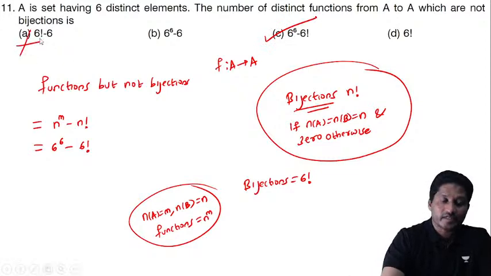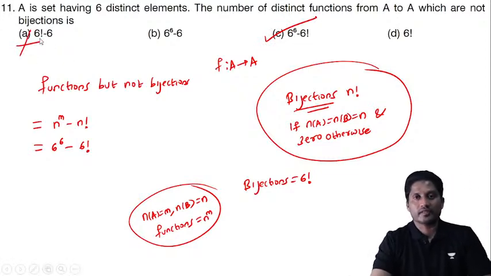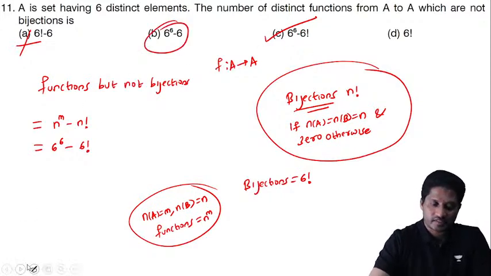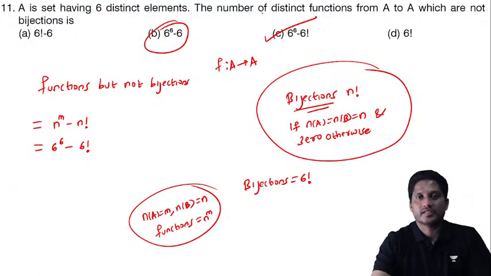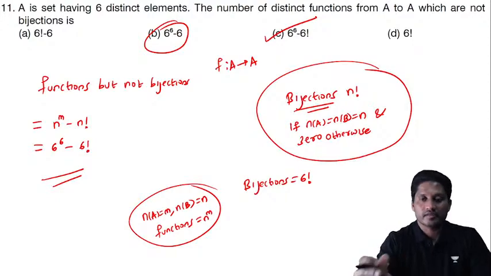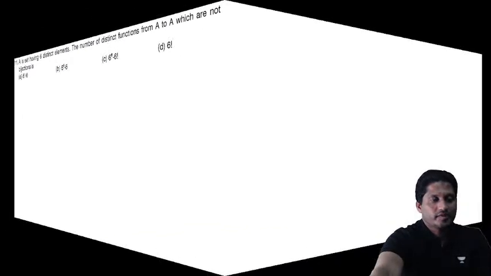It cannot be A. Option A is 6 factorial minus 6. So obviously this is ruled out. Option B is 6 power 6 minus 6. Option C is 6 power 6 minus 6 factorial. So the answer should be n power m minus n factorial, C only. Let's move to the next question.